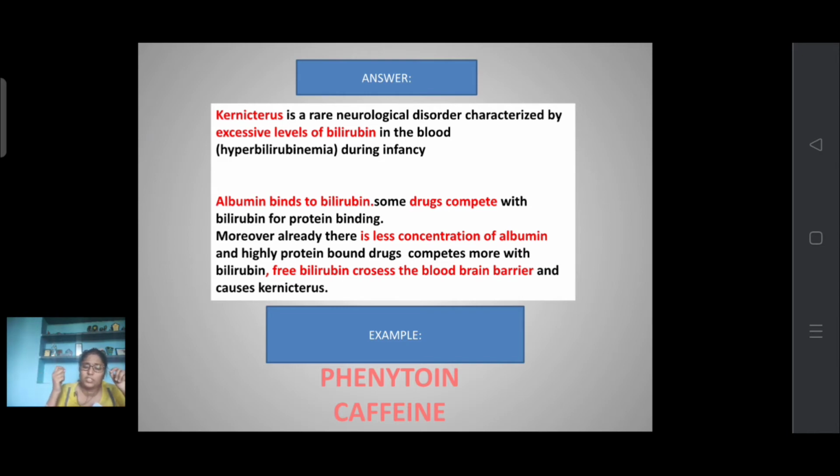Whereas very highly protein bound drugs just compete with albumin, and they will bind to the albumin, leaving the bilirubin aside. So the bilirubin levels in the blood will be raised, and that crosses the blood-brain barrier and causes kernicterus. For example, phenytoin and caffeine. These are two drugs that are most commonly used in pediatrics, and when these drugs are given, they must be monitored closely.